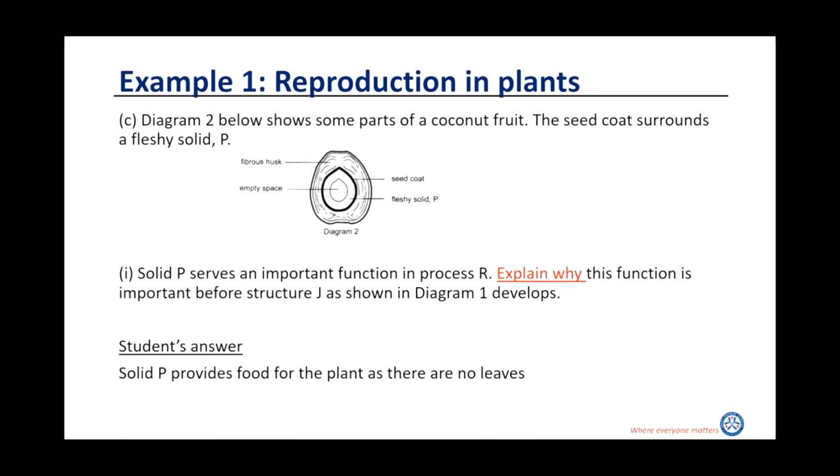The student has written that solid P provides food for the plant as there are no leaves. Looking at this answer, the concept of plants making its own food and needing food is missing. The connection to the question is incomplete. That is our C2. The conclusion is also missing here. This will be marked as wrong.